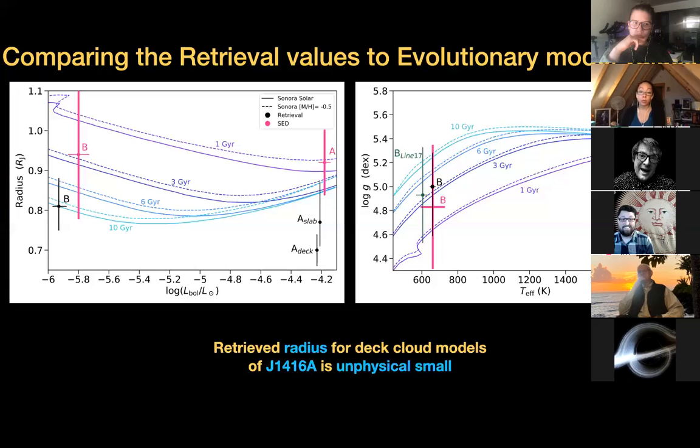And now I'm also including values from the literature in green. For 1416B, we see there's agreement between all three. And again, for 1416A, we see only the slab cloud model agrees with the temperature, and the deck cloud doesn't agree. But for both those cloud models, the log g values are coming out in agreement.